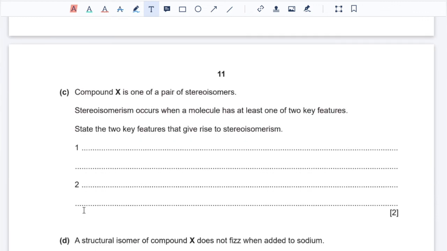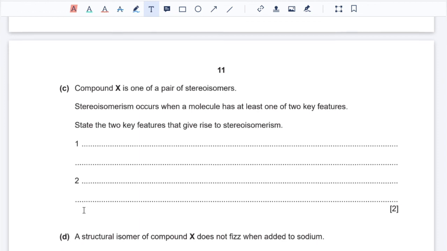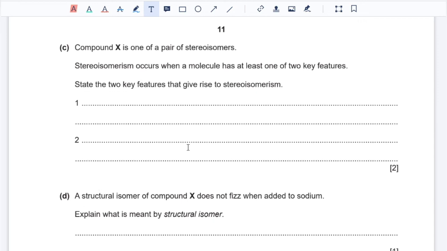Compound X is one of a pair of stereoisomers. Stereoisomerism occurs when a molecule has at least one of two key features. State the two key features that give rise to stereoisomerism. So the two kinds of stereoisomerism would be geometrical and optical. Geometrical isomerism occurs in alkenes, or when you've got a double bond between two carbon atoms that are bonded to two different groups of atoms. And so that's the first case. As for the second case, optical isomerism occurs due to chiral centers. That means when you've got a carbon atom that is single bonded to four different groups of atoms.